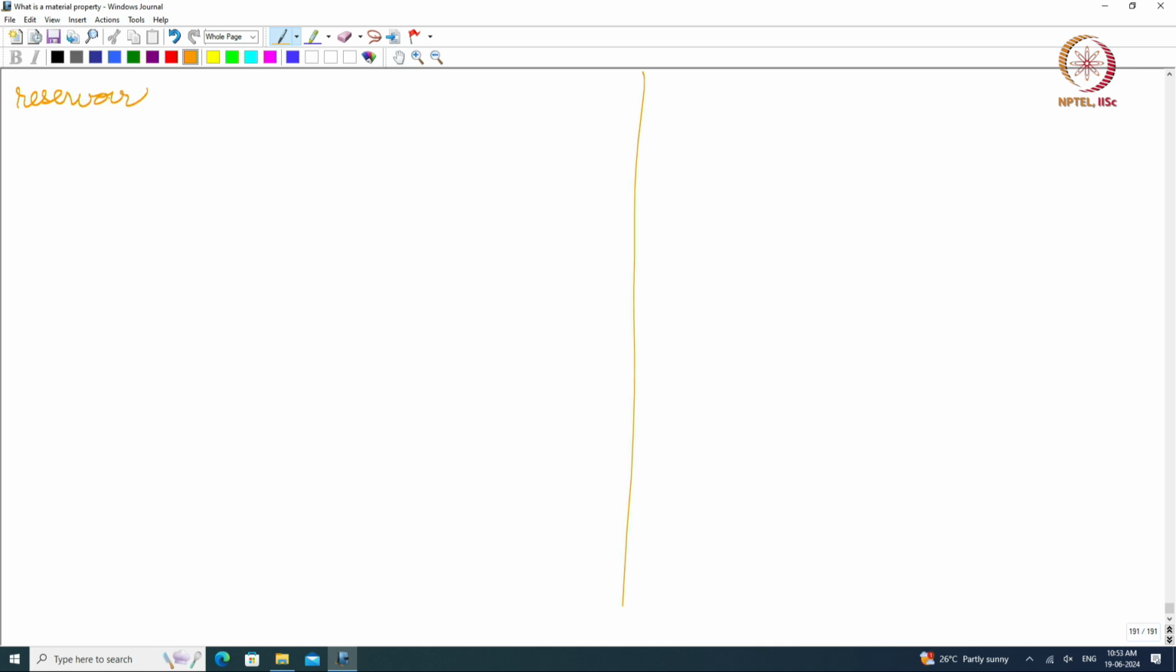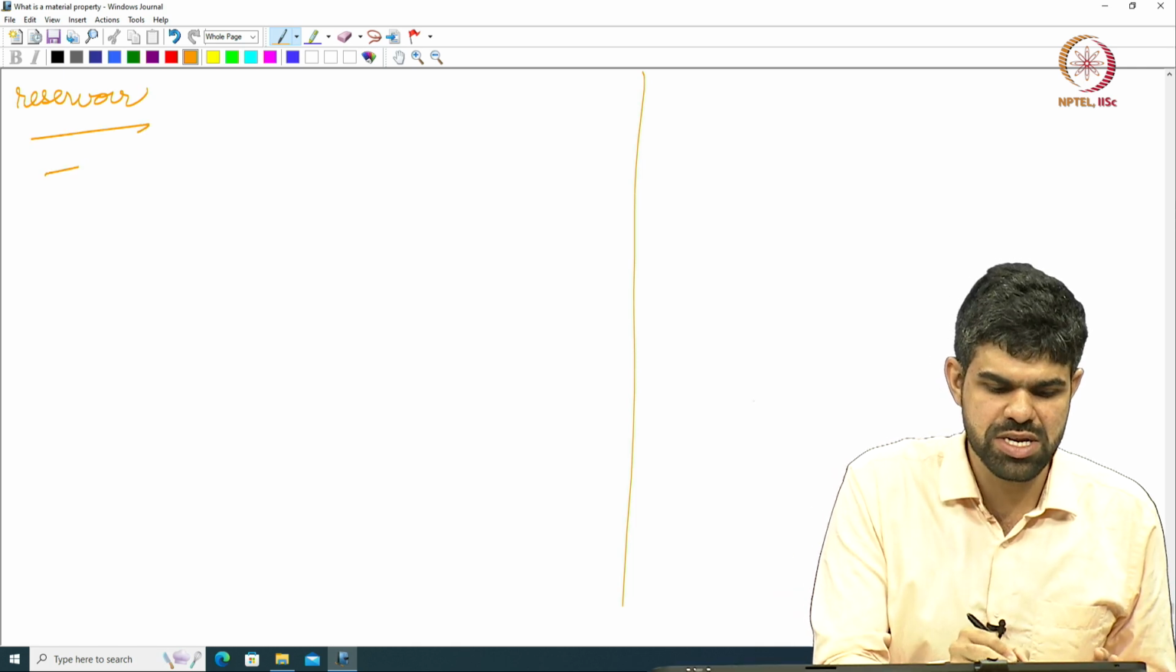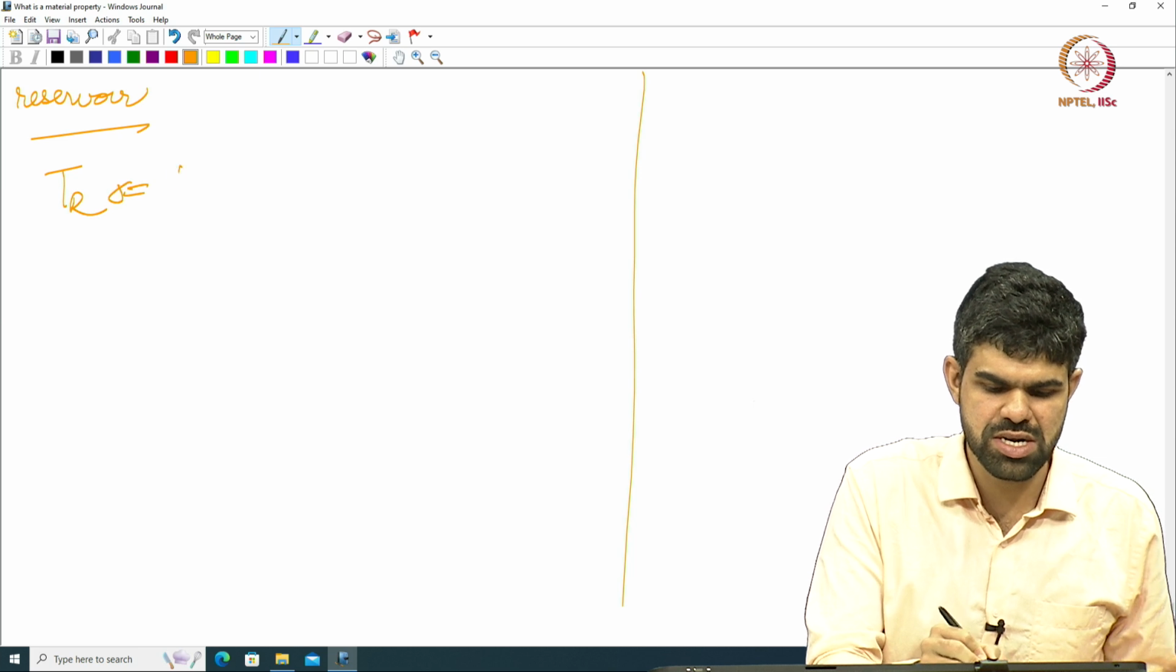Okay. It is a large heat bath, right. So whatever changes are happening in temperature are to the system. The reservoir has a constant temperature Tr, right. So reservoir is at a constant temperature.